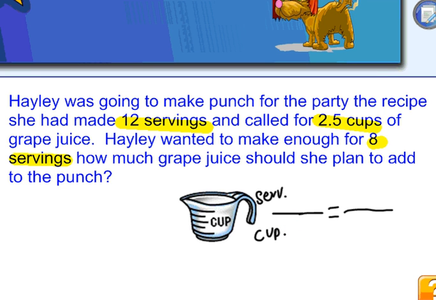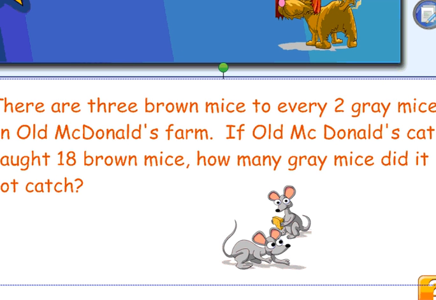So it looks like in this recipe, 12 servings of punch needed 2.5 cups of grape juice. Haley wanted to make enough for 8 servings. Where would the number 8 go? It would go on the top because that's where all my information about servings goes. And this empty space is left over for my x. I'd like you to go ahead and finish this problem on your own, solve using cross product.